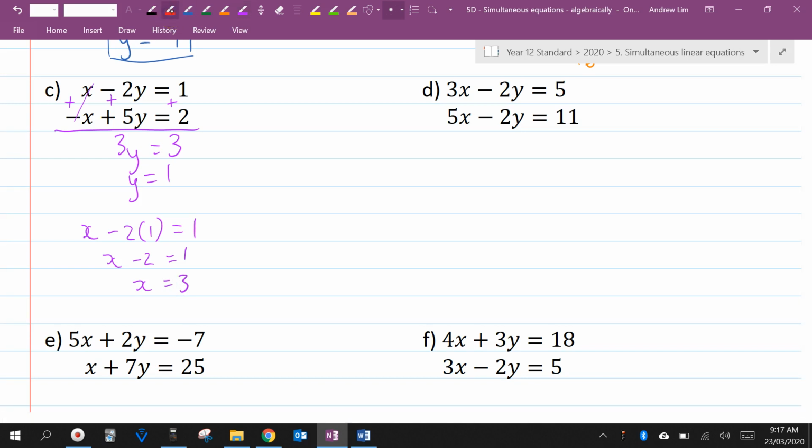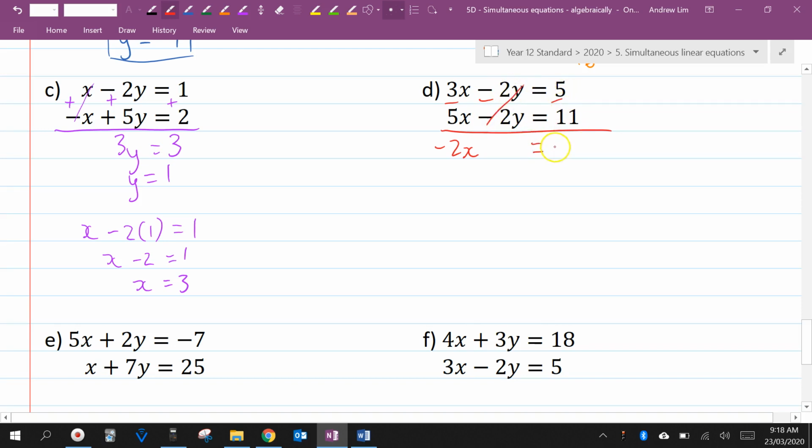Okay, question D. I want to eliminate y because they both have a coefficient of 2. The signs of these 2's are both the same, they're both negative, therefore I'm going to subtract. Same, subtract. 3x minus 5x is minus 2x. Minus 2y minus minus 2y is minus 2y plus 2y, so they cancel each other out, equals 0.